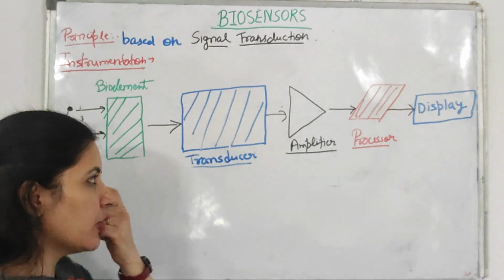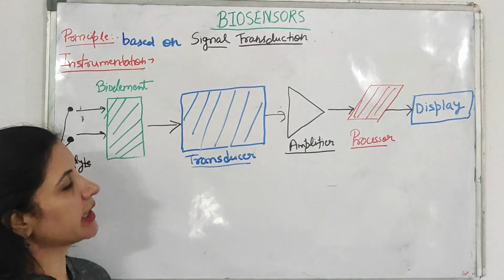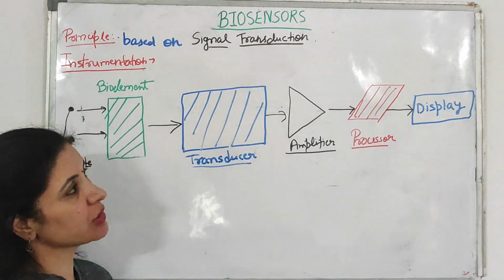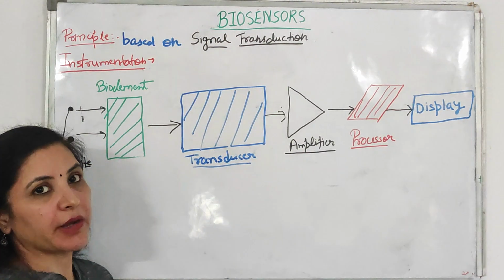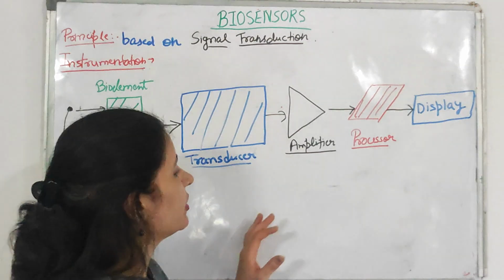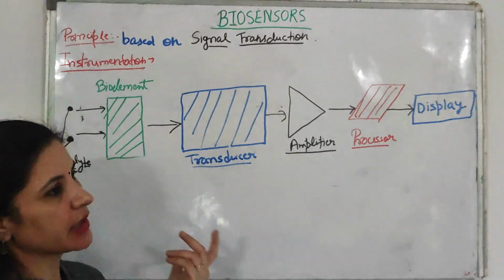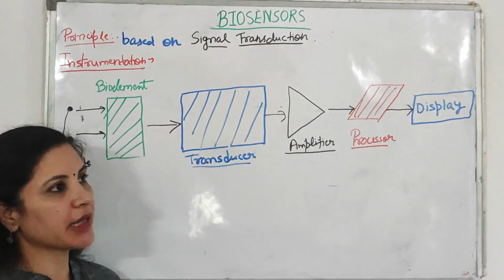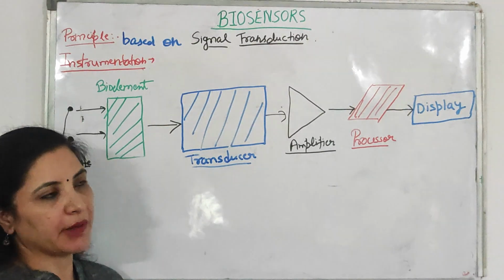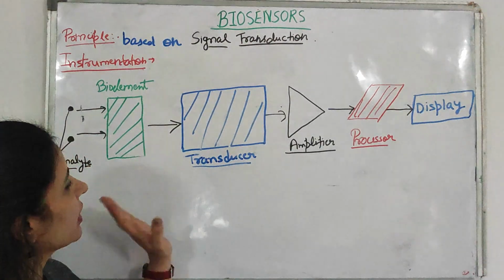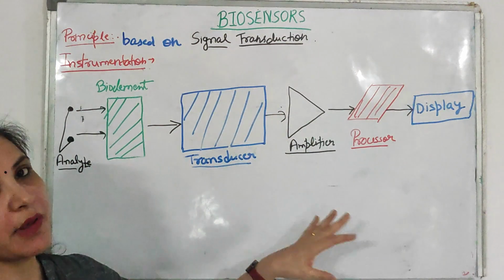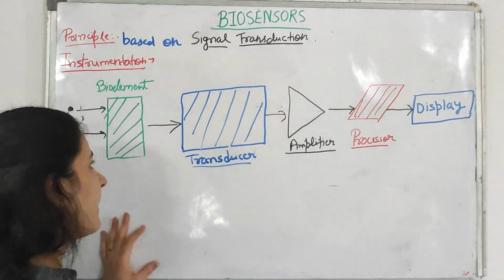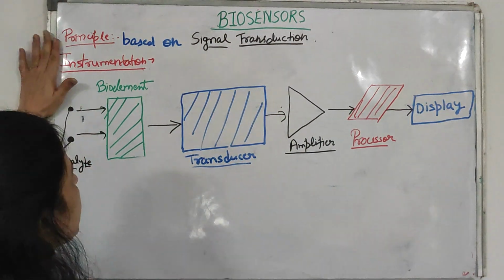So today we will continue our yesterday's topic of discussion, that is biosensor. This is one of the most important topics in instrumentation in paper 1, frequently asked in many university exams. Yesterday we already discussed what a biosensor is and what its advantages and applications are. Today we will discuss the principle, the working principle, and the instrumentation of this biosensor.